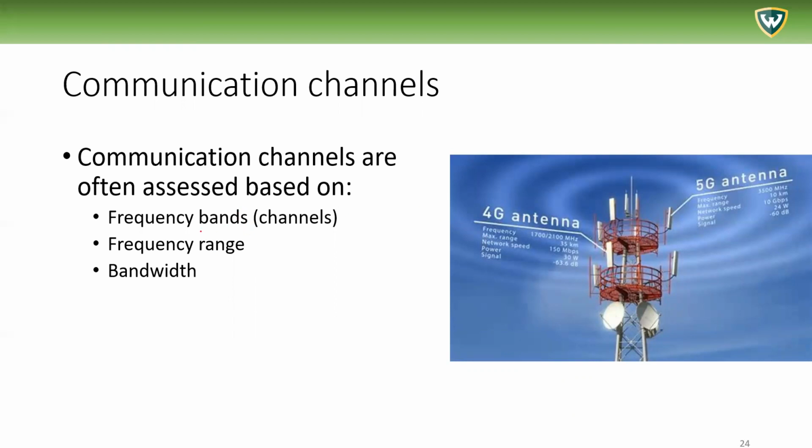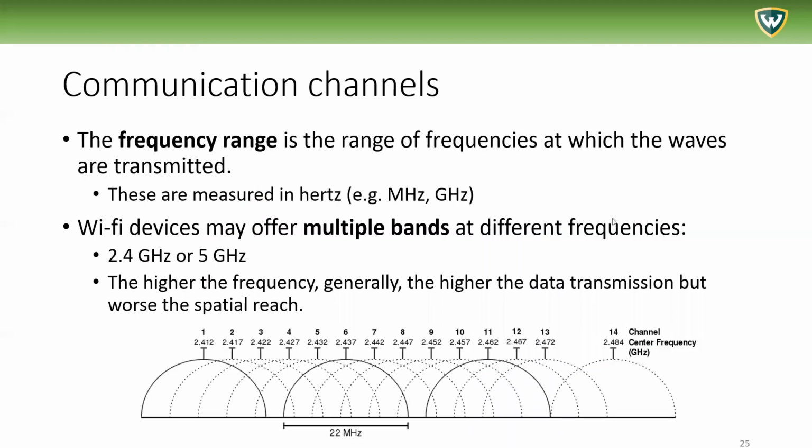The bands are the bands within the frequency range. It's kind of like the different areas within the range that are often used. And the bandwidth, sometimes called the network speed, is also here to compare the two. So the frequency range is the range of frequencies at which the waves are transmitted. These are measured in hertz, megahertz or gigahertz.